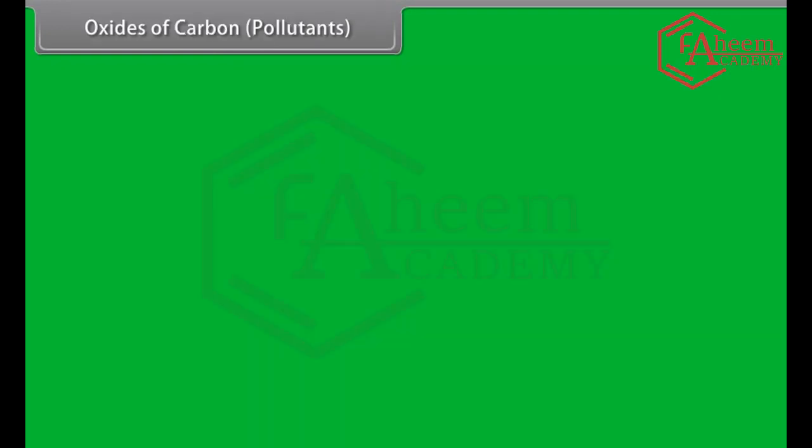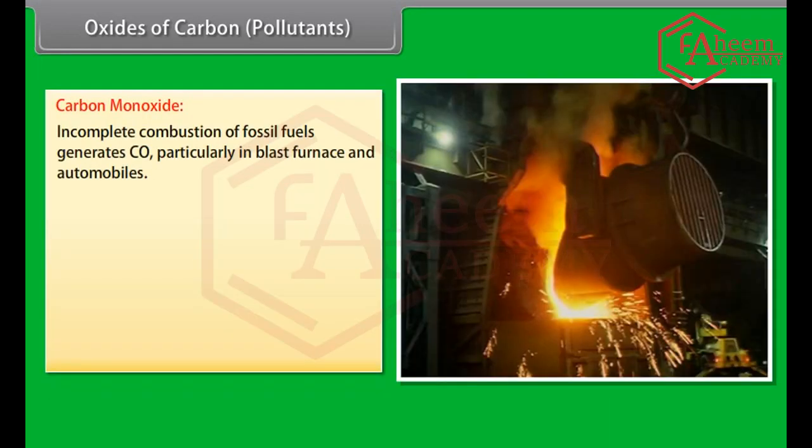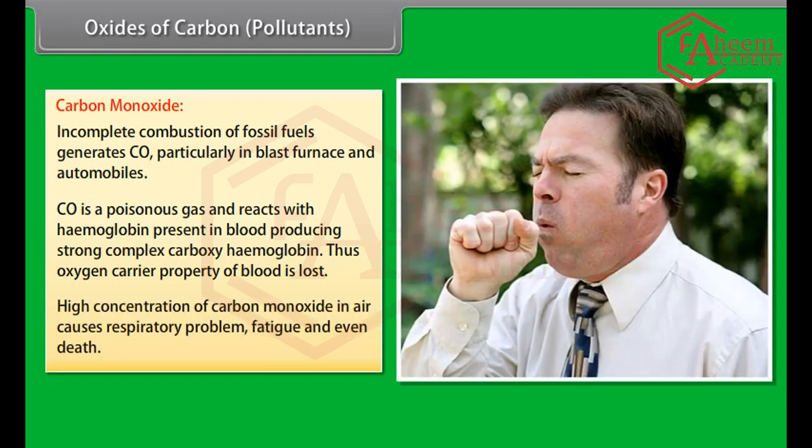Oxides of carbon. Pollutants: carbon monoxide. Incomplete combustion of fossil fuels generates CO, particularly in blast furnaces and automobiles. CO is a poisonous gas and reacts with hemoglobin present in blood, producing a strong complex, carboxyhemoglobin. Thus, the oxygen carrier property of blood is lost. High concentration of carbon monoxide in air causes respiratory problems, fatigue, and even death.